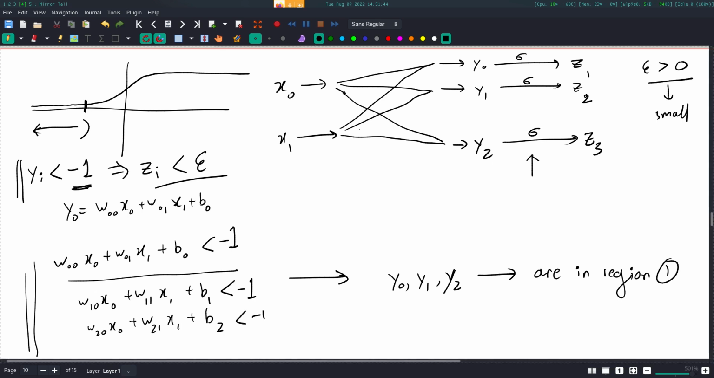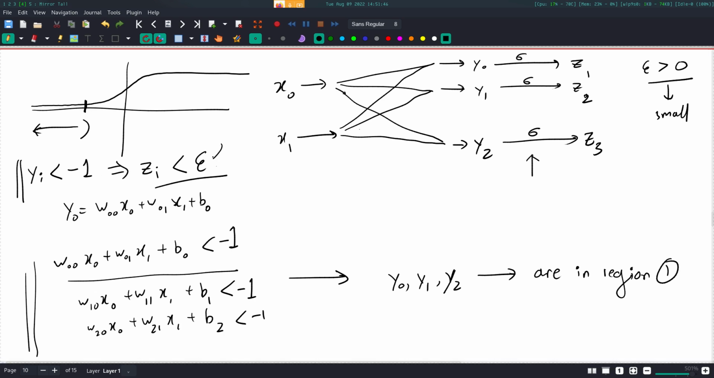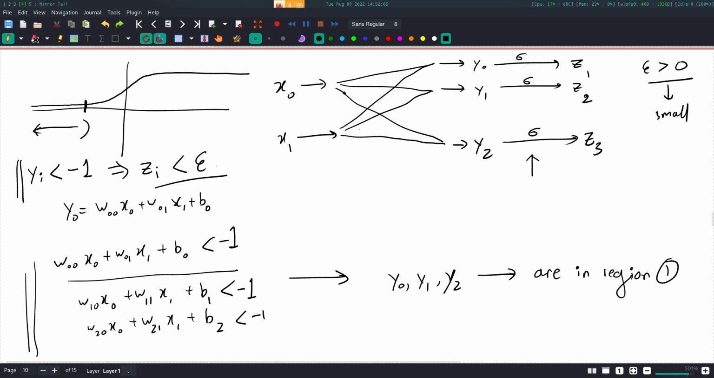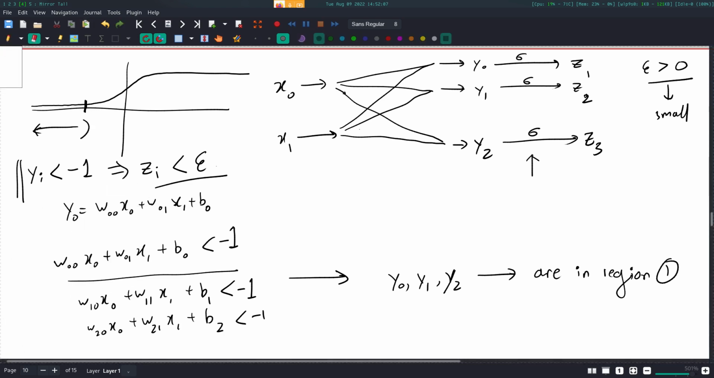And again, the exact value here might be different, and it will depend on what epsilon you have chosen. But you can come up with these things. And once you have that, you can convert that into a set of constraints on the inputs, right? So remember that y0 is going to be just some weighted sum of the inputs plus some bias, right? So y0 is going to look like this. Does that make sense?